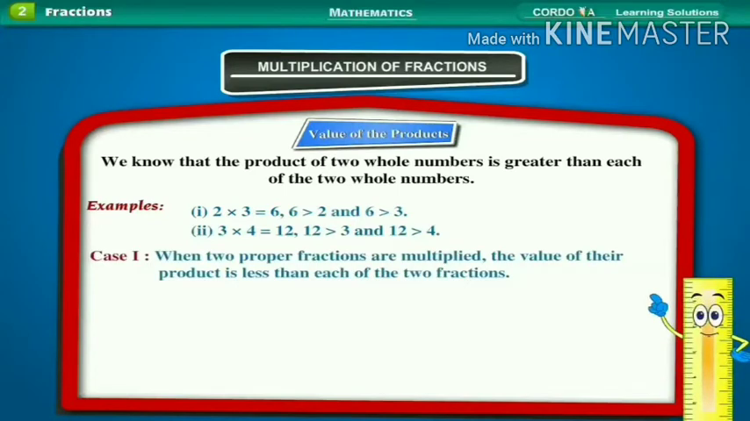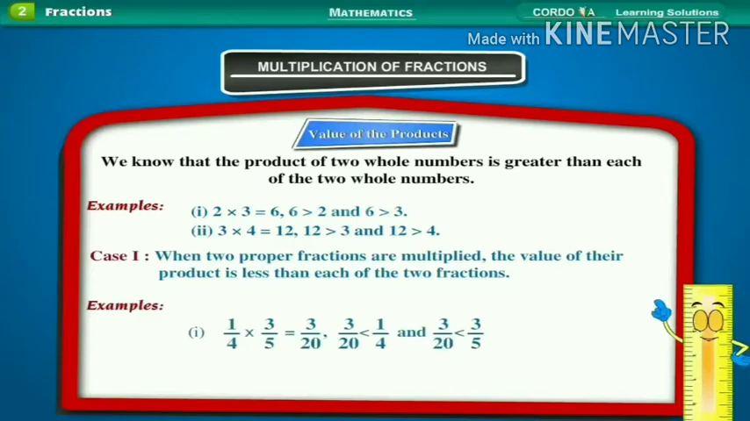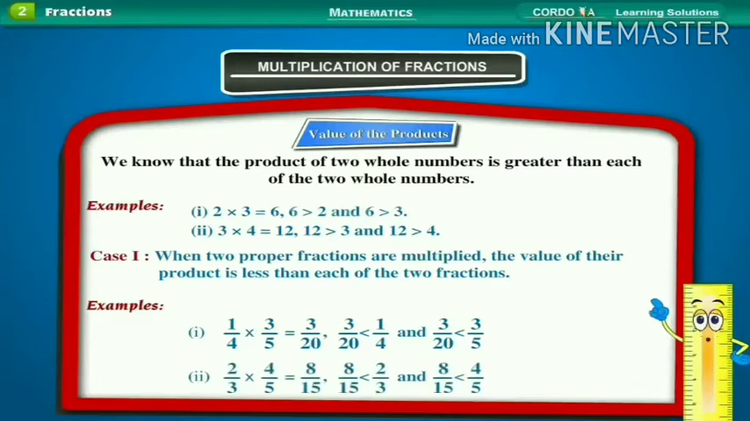Case 1. When two proper fractions are multiplied, the value of their product is less than each of the two fractions. Examples: 1 upon 4 into 3 upon 5 is equal to 3 upon 20. 3 upon 20 less than 1 upon 4 and 3 upon 20 less than 3 upon 5. 2 upon 3 into 4 upon 5 is equal to 8 upon 15. 8 upon 15 less than 2 upon 3 and 8 upon 15 less than 4 upon 5.